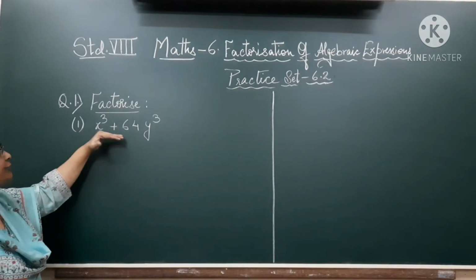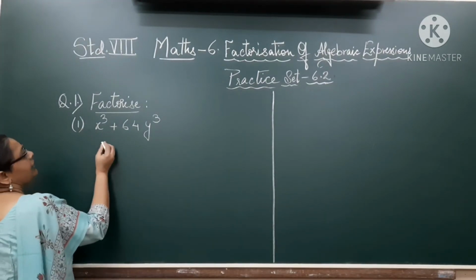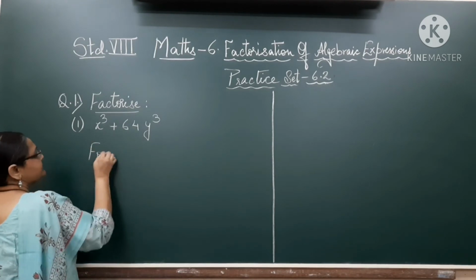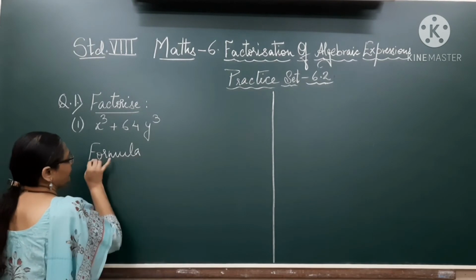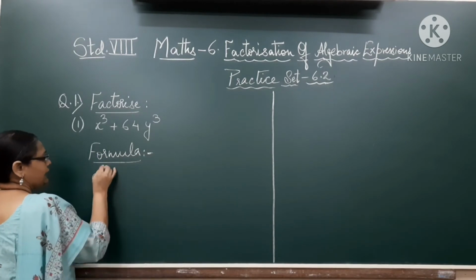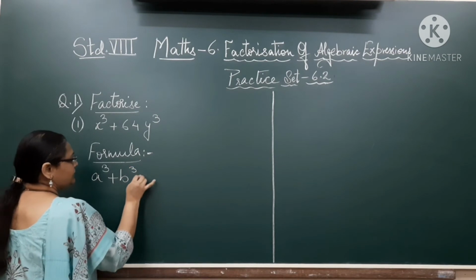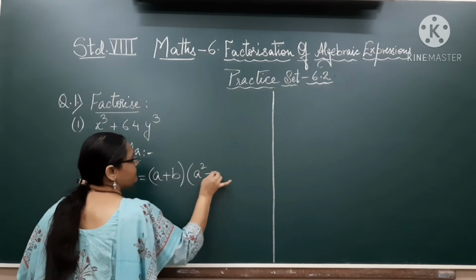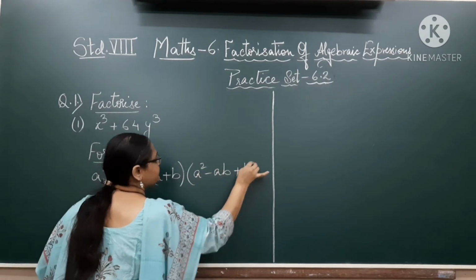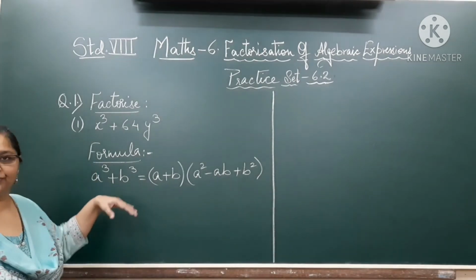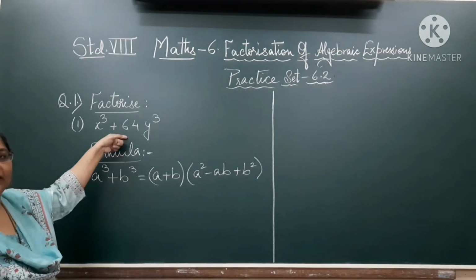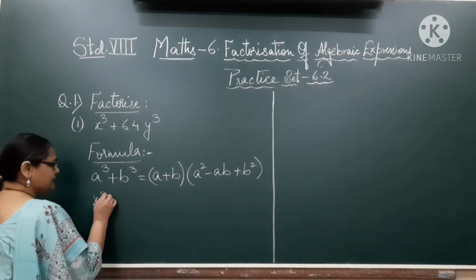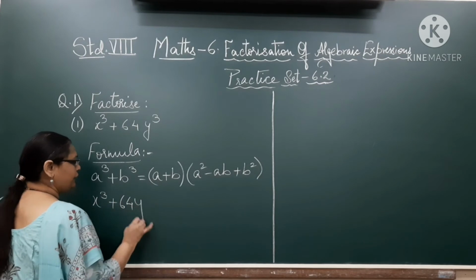Now here we have x cube plus 64y cube. Now we know the formula. Let us see the formula. We know the formula a cube plus b cube is equal to a plus b into a square minus ab plus b square. This is the formula we are going to apply to factorize the algebraic expression given here, x cube plus 64y cube.